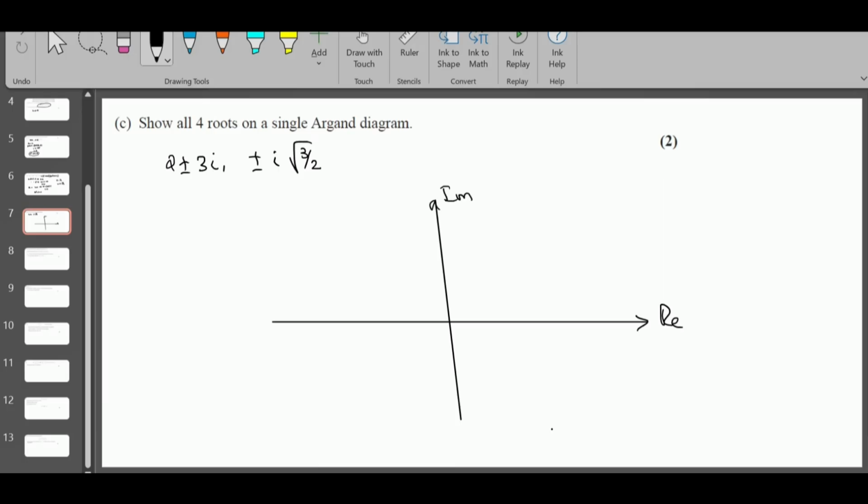Imaginary 1, O. And then 2 plus 3i. Let's say 2 is here, 3 is here. This is 2 plus 3i. And the reflection will be 2 minus 3i. If you want, you can join them using a line also.